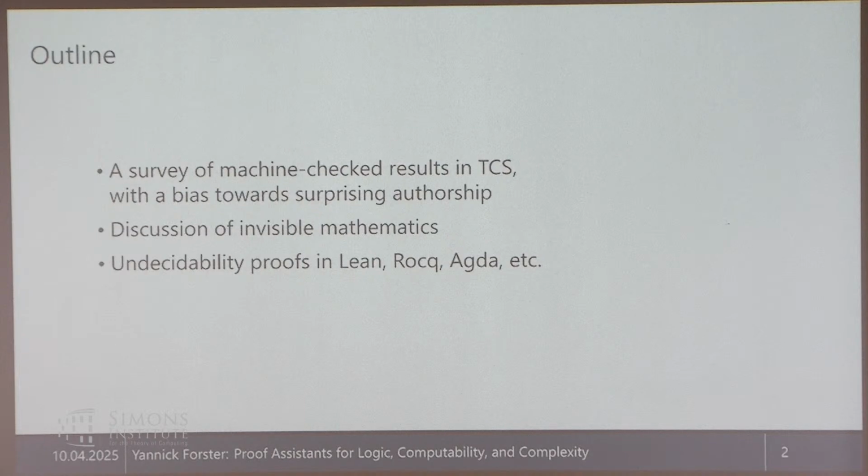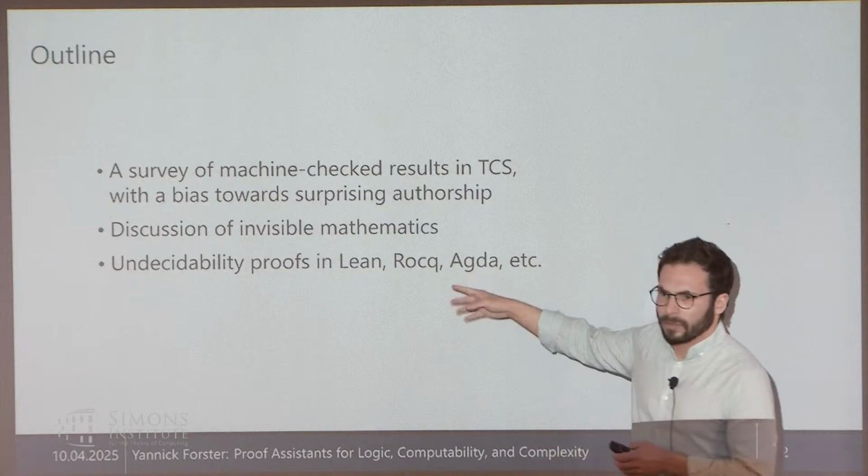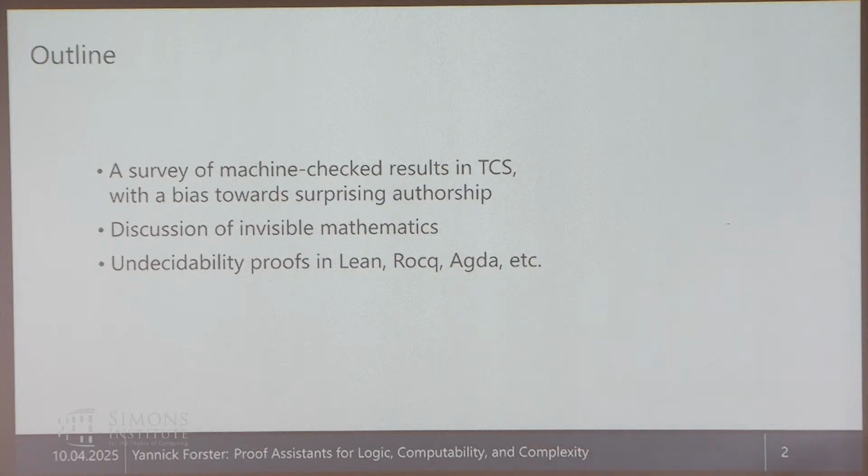And then to become a bit more technical, I will mainly focus on undecidability proofs and how to get proofs of computational undecidability done in proof assistants such as Lean, which we heard a lot about, such as Coq, now Rocq, such as Agda, for instance, which was not mentioned so much, like the proof assistants that are based on this foundation called type theory.